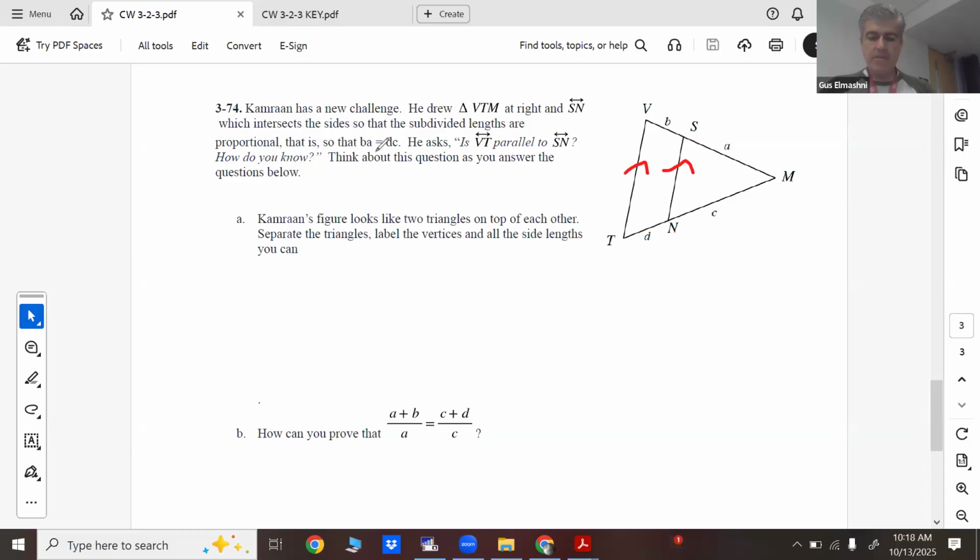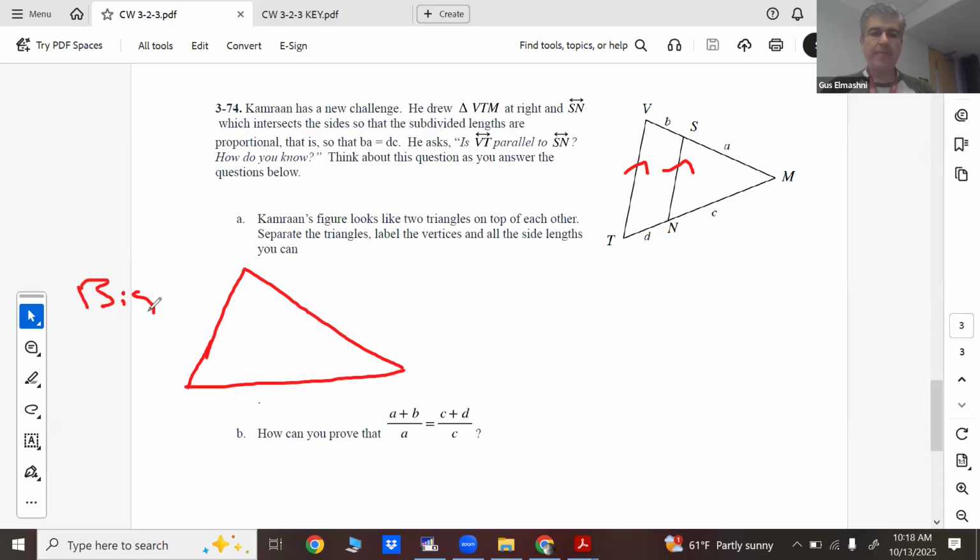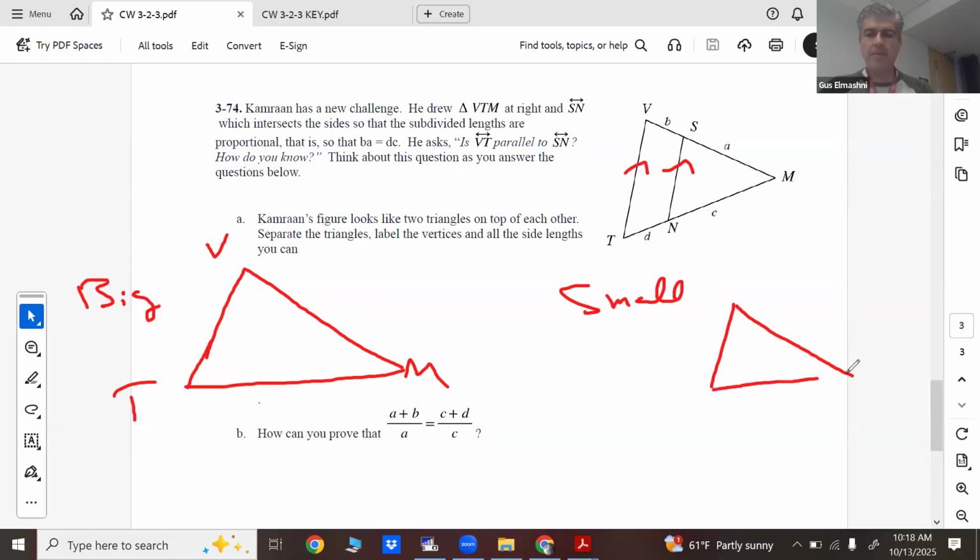So here's what we're going to do, guys. Quiet down, please. Thank you. Let's draw the big triangle, T, V, M. Here's a small triangle, N, S, M. And we know this is A plus B, C plus D, and that's A, and that's C.